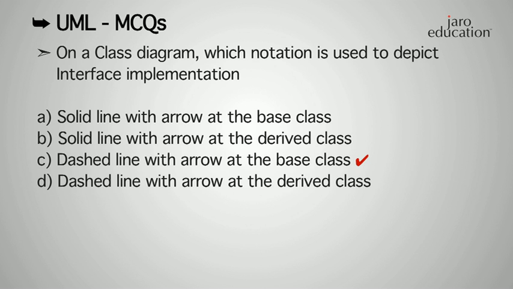Option A is the one that is used to depict inheritance, a solid line with an arrow at the base class. You cannot have a solid line with an arrow at the derived class. If you do that, then the derived class becomes the base class, so that is wrong. And option D, again, you cannot have an arrow pointing towards the derived class, so that itself rules out B and D. And a solid line is used to represent inheritance. A dotted or dashed line is used to represent implementation of interface.